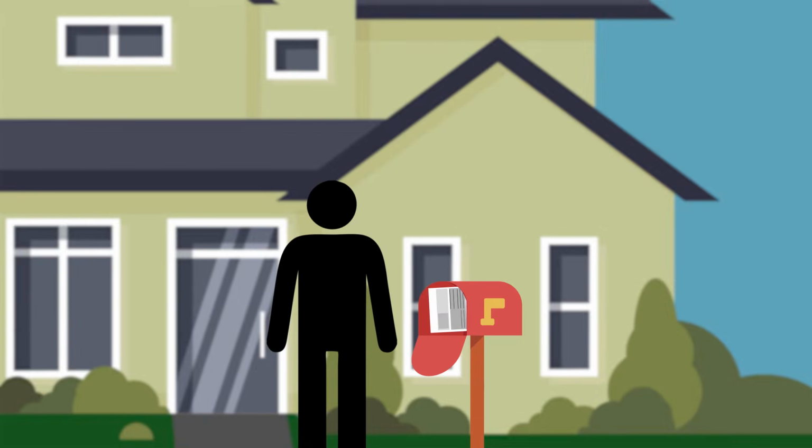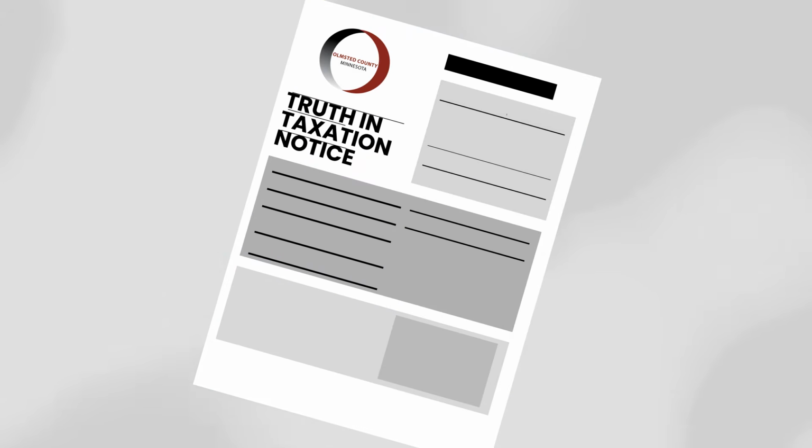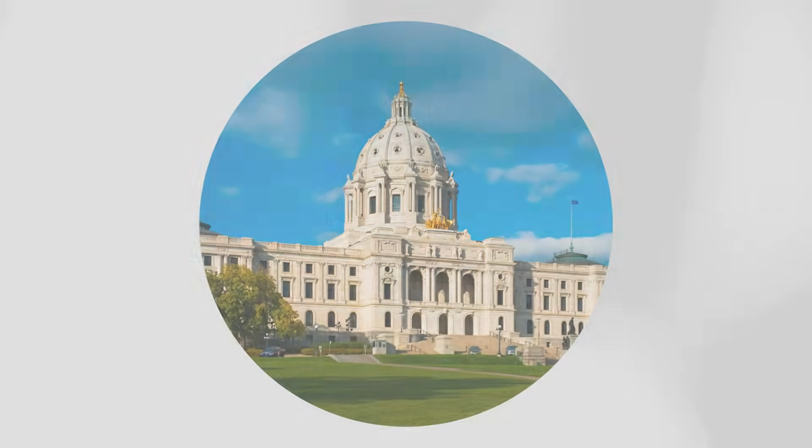Pay attention to your Truth in Taxation notice mailed by Olmsted County each November. This notice shows the estimate of your property taxes for the following year, and it includes dates for public meetings where budgets and taxes are being discussed.